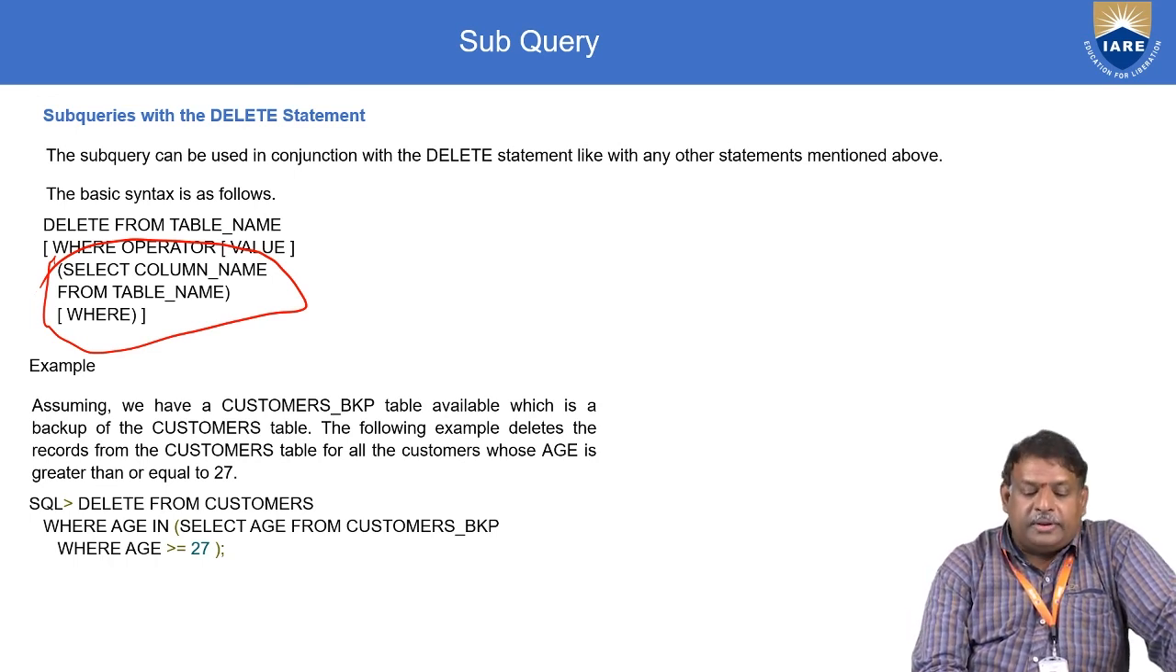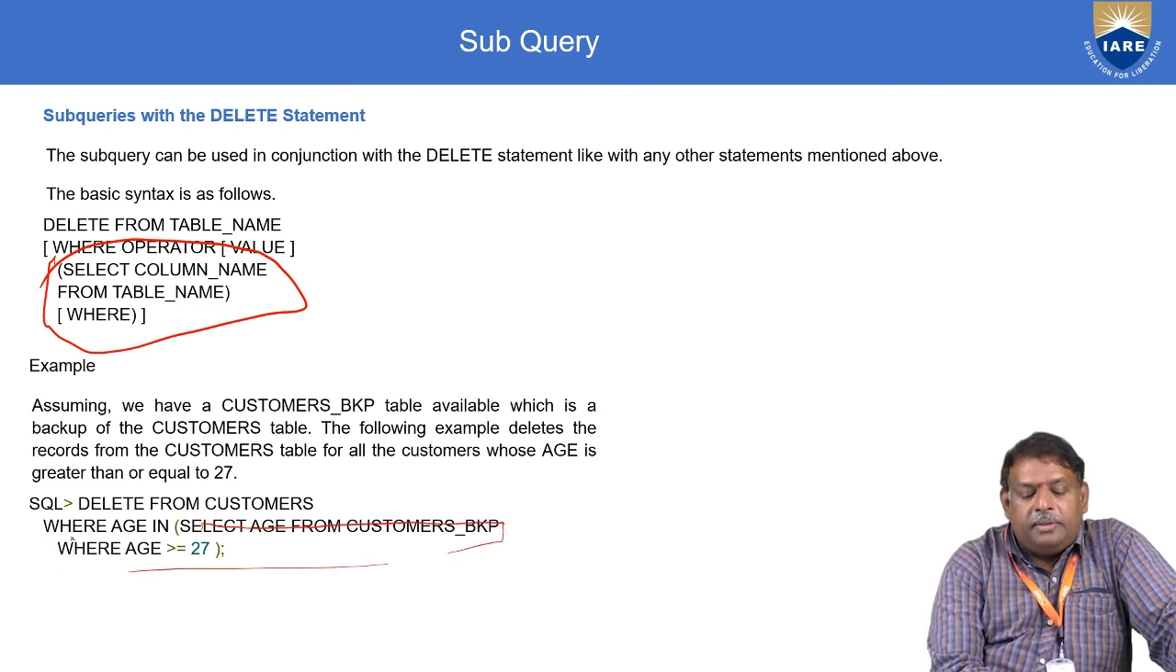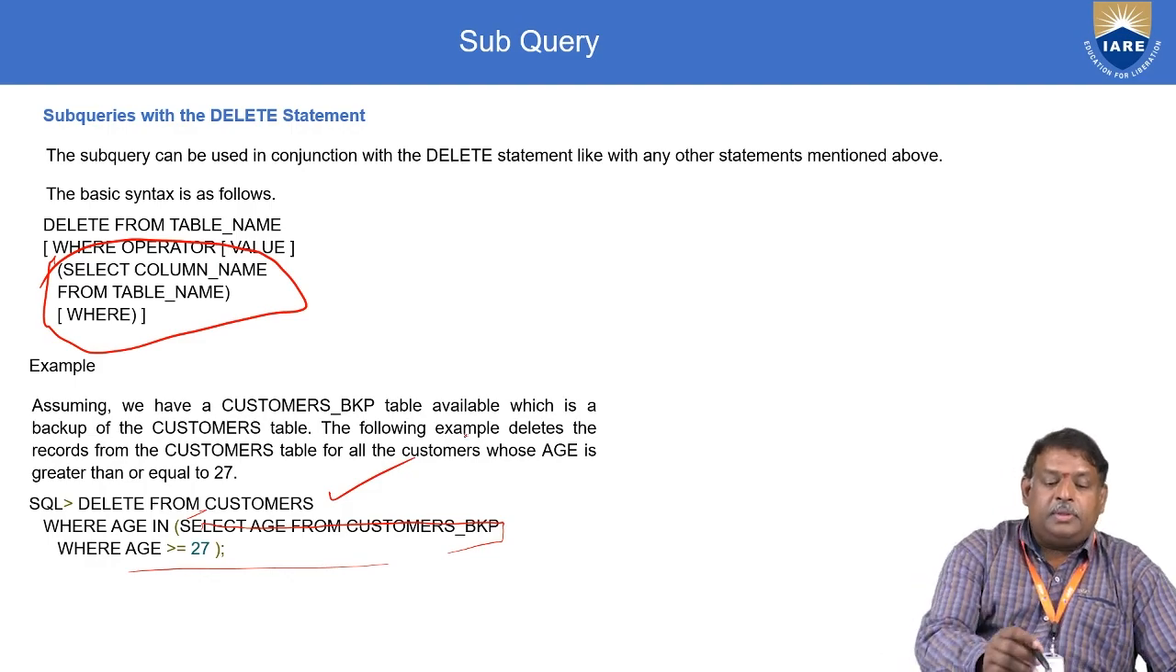Assuming we have a customer backup table available, which is the backup of the customer table. The following example deletes the records from the customer table for all the customers whose age is greater than or equal to 27. So it deletes from customer where age in select age from customer table where age is greater than 27, this is the subquery. This will give you the ages greater than 27, which are deleted from the customer table. This is using the delete statement.